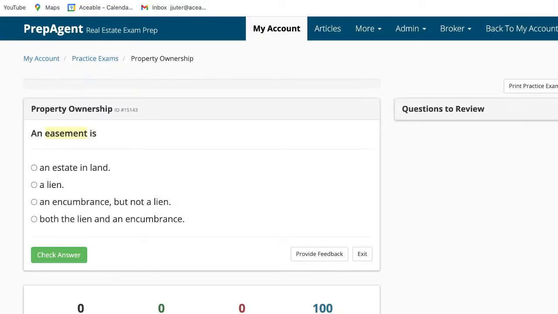All right, so let's get going. Today we're doing property ownership. Who can tell me what an easement is? Anything you know about it, I'm eager to hear. You tell me what an easement is and I will smile.